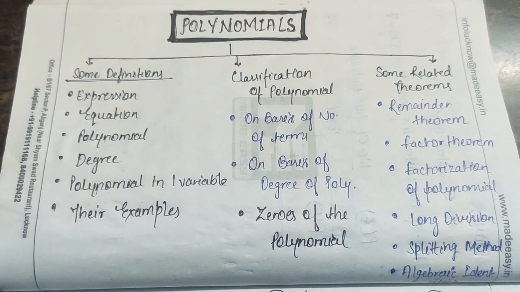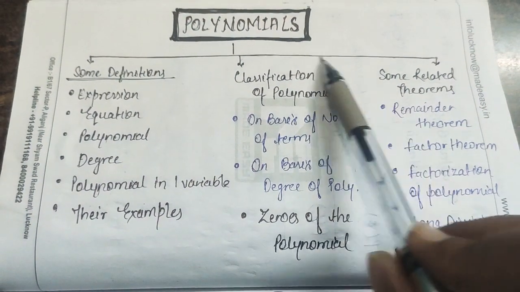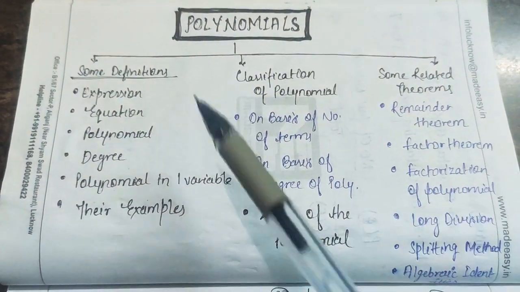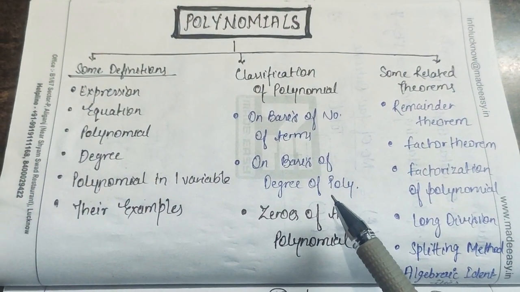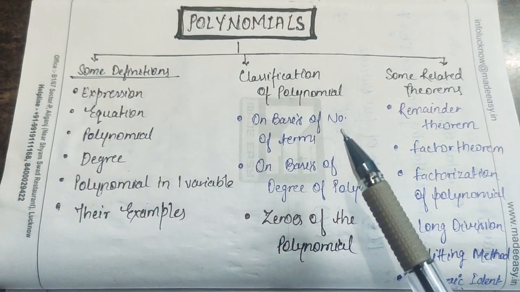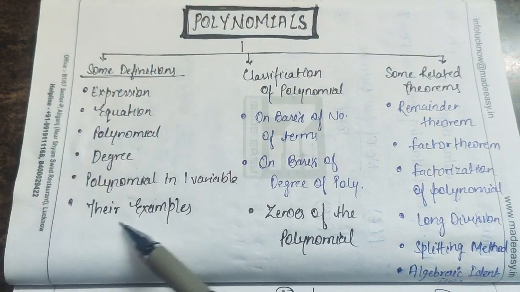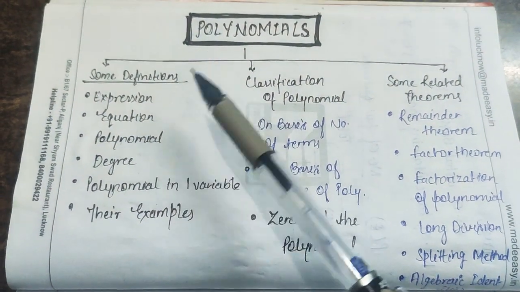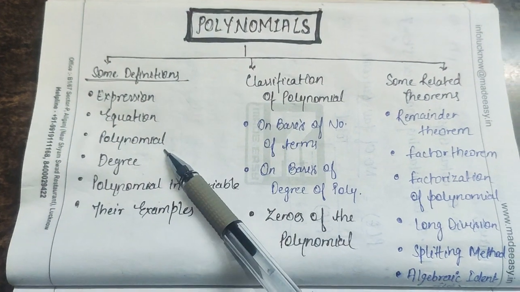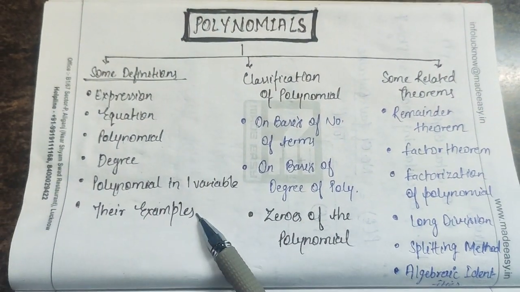Today we are going to start our new chapter, polynomials. As you can see in the flowchart I have drawn here, through this flowchart we will understand the terms and definitions we are going to study in this chapter. Here we will deal with some definitions like expression, equation, polynomial, degree, polynomial in one variable and so on.